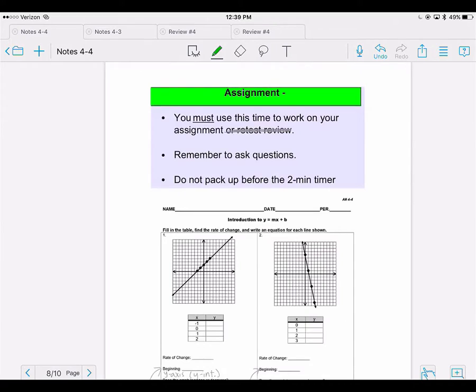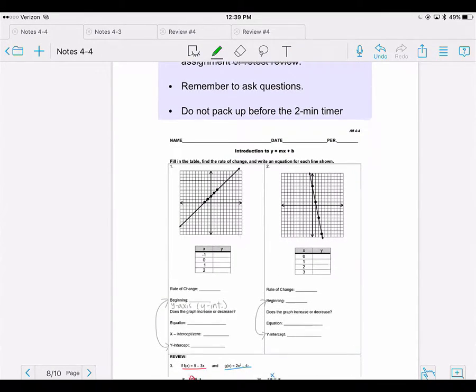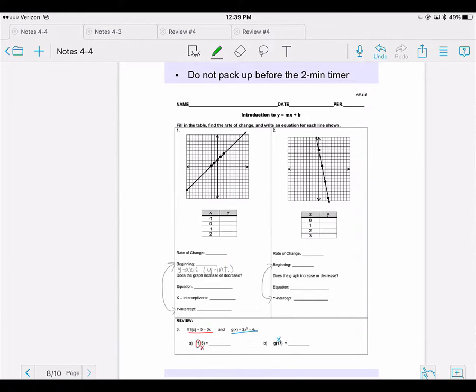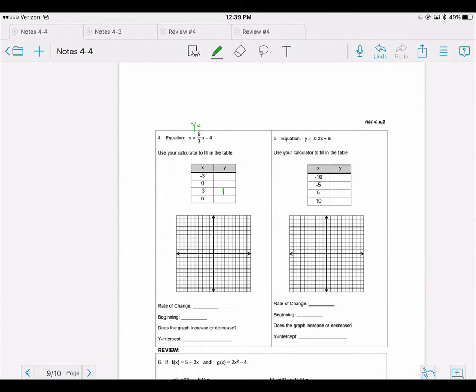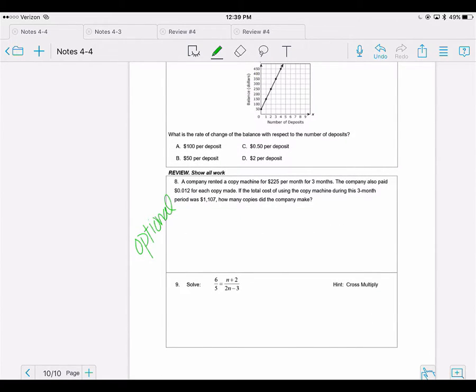So 1 and 2, we're filling in the table and identifying all of our stuff. 3 is review. 4 and 5, we're using y equals on our calculator to fill in the table and then finding all that stuff. 6 is review. 7, we are talking about a slope problem, and then 8 and 9 are optional.